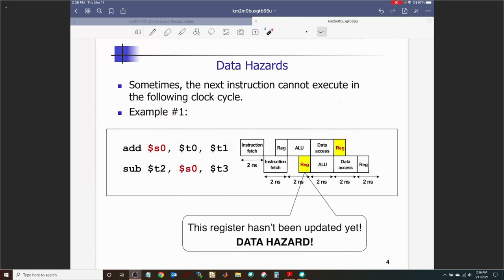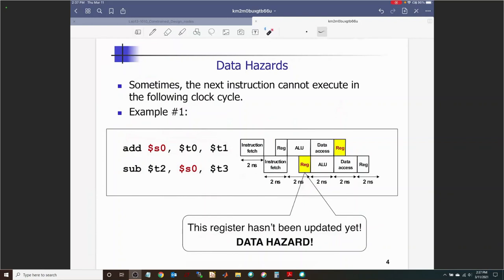But if I use a pipeline structure in which my next instruction, subtract, has already come into the pipeline two nanoseconds later, and it has started going through that pipeline, I actually need the new value of $S0 over here way before I've already written it, right? So I've not even written it and I need it. So that's a contention. If I just blindly go about executing these instructions with a pipeline architecture, then the contents of register $S0 will actually be the old contents, not the result of this addition instruction. That was data hazard. The register hasn't been updated yet.